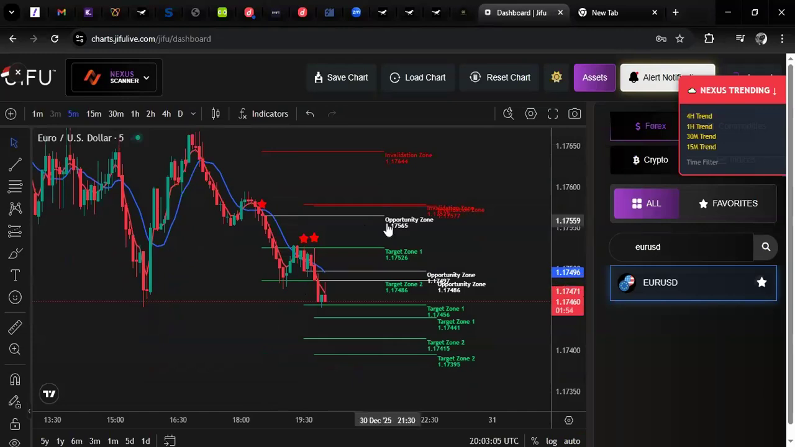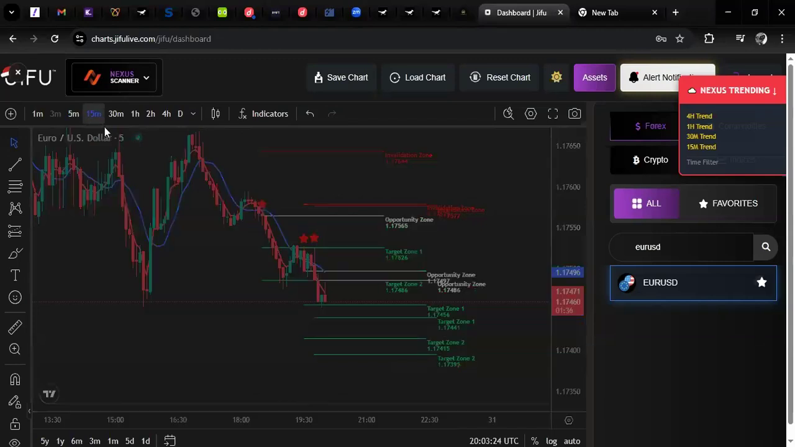This is the second opportunity zone. This is the second stop loss. Target 1 here, and target 2 here. And then this is the third opportunity zone. This is target 1, target 2, and this is the stop loss. Did you see that, guys? It keeps giving you opportunity zones.